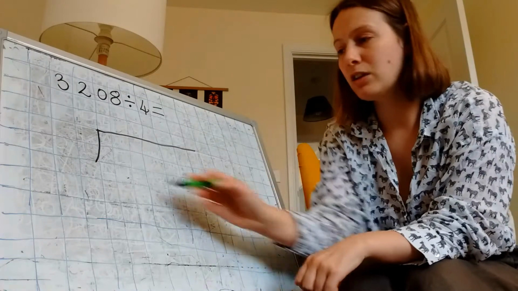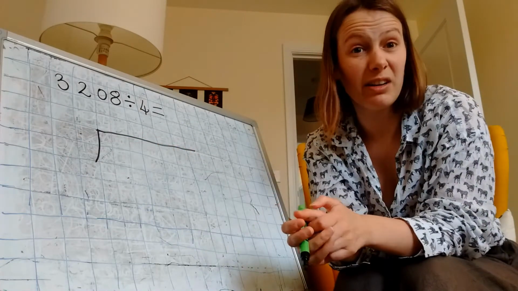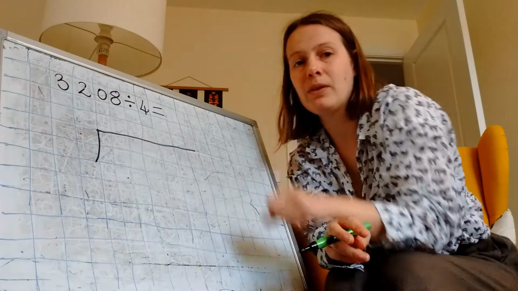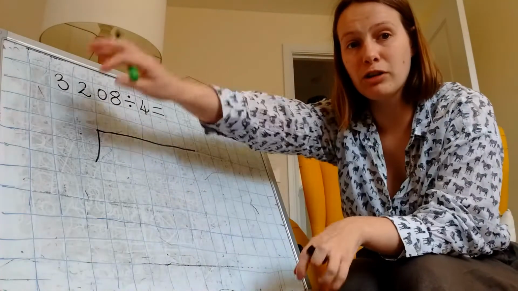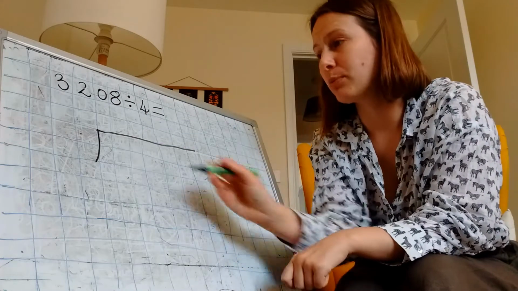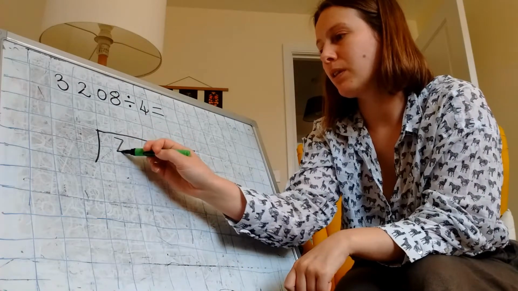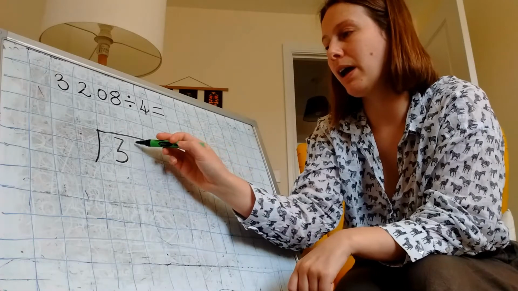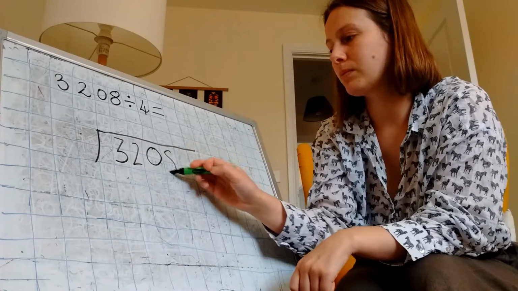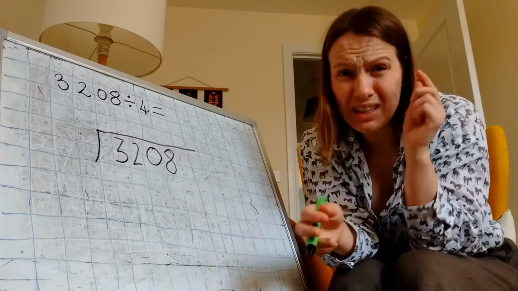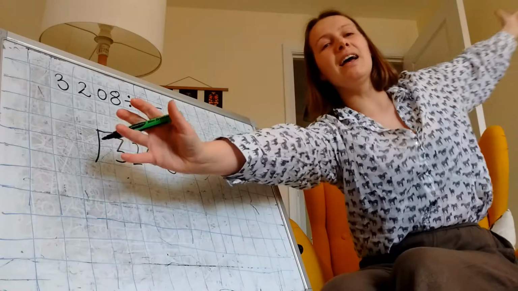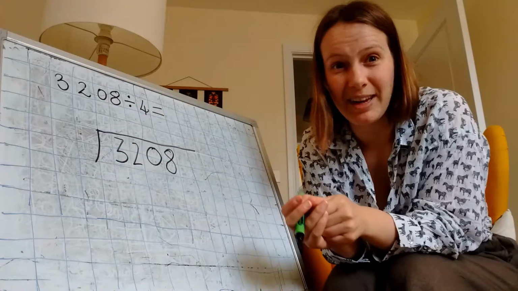The first thing I need to do is write my bus stop, so it looks like this. Some people put a line there as well, that's fine, if that's something that you like to do. The big number, the number at the front of the sum, goes inside the bus stop. And I'm going to give each bit a square. Don't work all tiddly tiny squished up. Give yourself space. Space! Makes maths much easier.